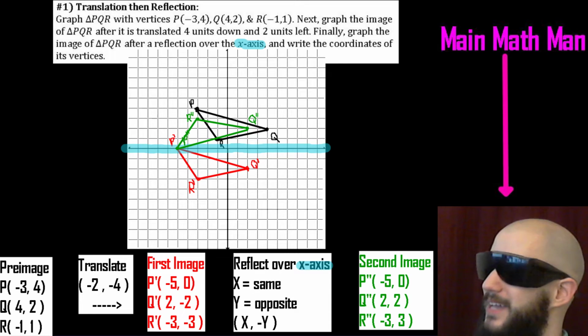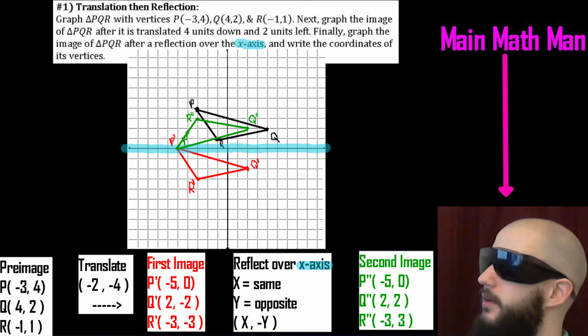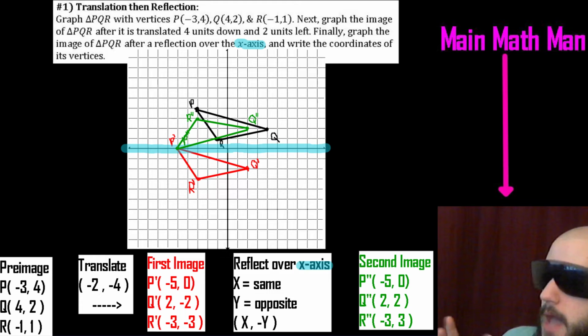And so our second image, our double prime, in green, is going to still be the points. P double prime is going to be -5, 0. Mr. Shank, that's the same point. Mr. Shank, it can't be, it has to be something different.